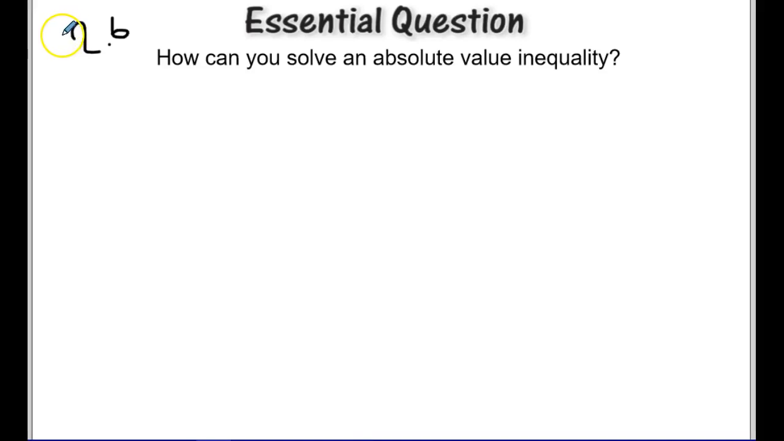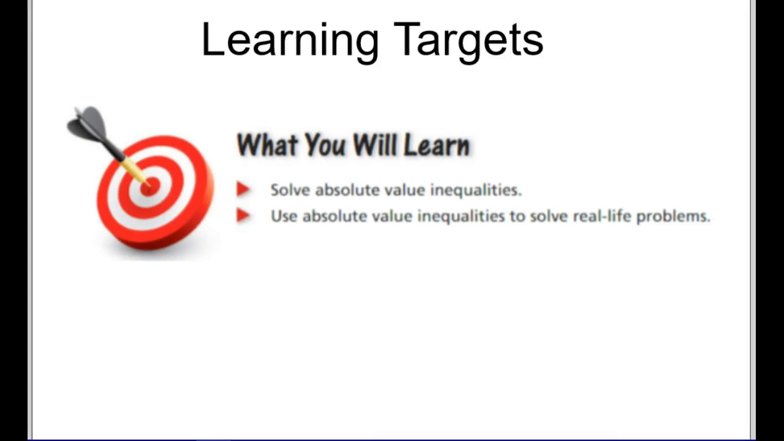Here is section 2.6, and our big essential question is how can you solve an absolute value inequality? In chapter 1 we looked at absolute value equations, and we've looked at inequalities, and now we're combining those two things here. Our learning targets for today: first we're going to solve some of those absolute value inequalities, and then we're going to use those absolute value inequalities to solve some real life problems.